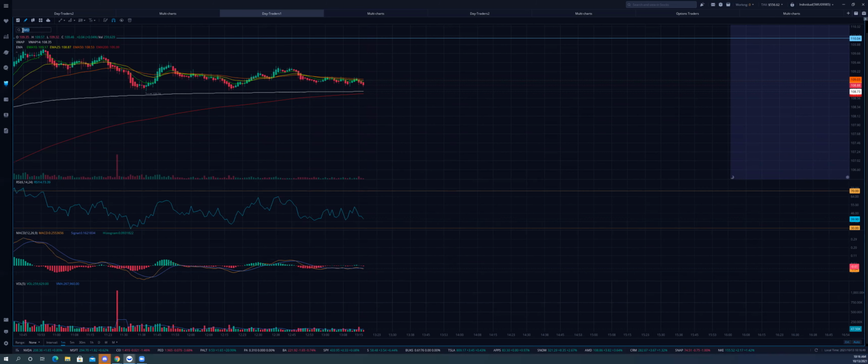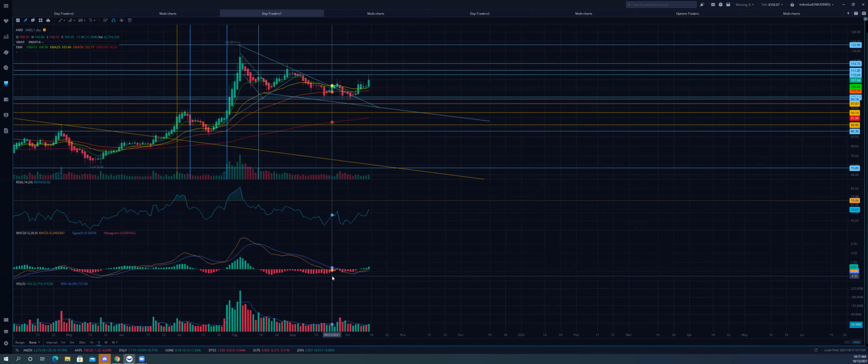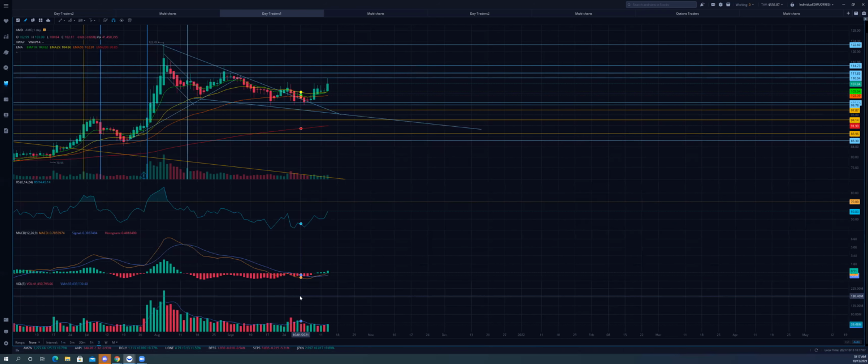But the two of them that you were looking at, monthly and weekly, or weekly and daily, which ones were you looking at? Weekly, monthly, and daily. And how are those signals lining up with each other? They're the same. It's still bearish. MACD is all the way down.